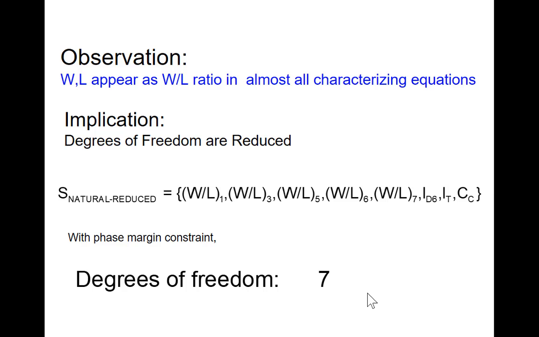But we saw in the device models, W and L appear as ratios, so realistically, the natural parameter domain is reduced to 8 parameters. With the phase margin constraint, we have 7 degrees of freedom. You can build an awful lot of different two-stage amplifiers with those 7 degrees of freedom. And they can all work.